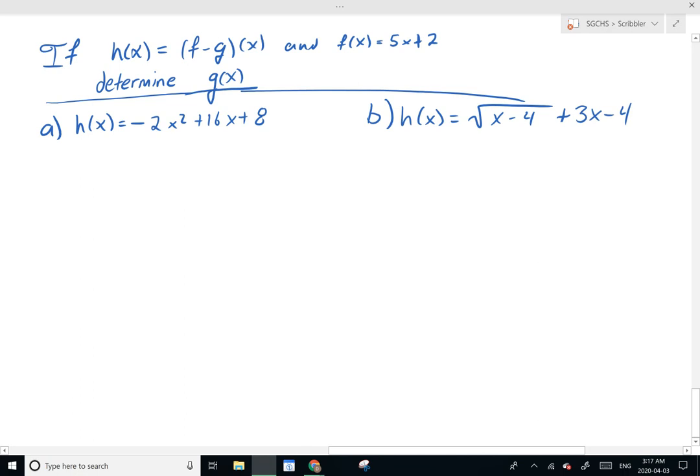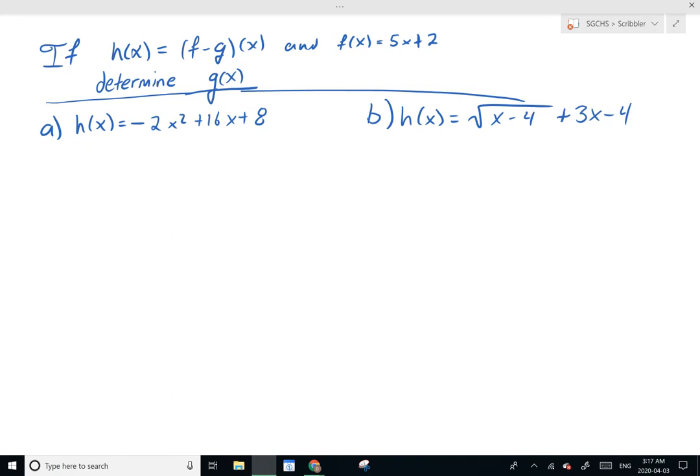Okay, so we've learned a little bit about operation functions in terms of the sum and difference operations. Now, let's see a few maybe more difficult looking questions on how you would do something like this. So we're told that if h of x equals the difference between f minus g of x and f of x equals 5x plus 2, determine g of x.